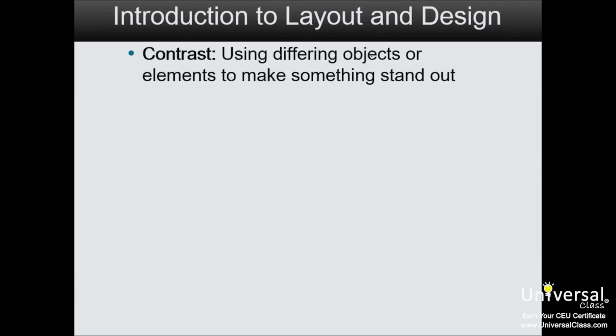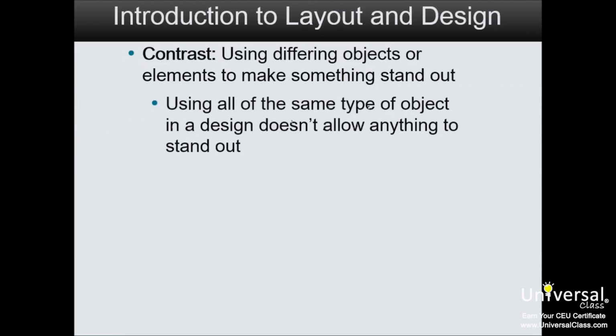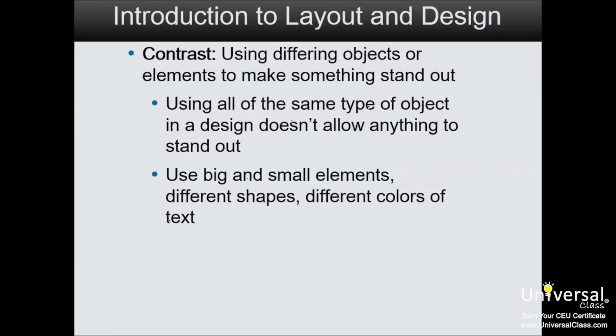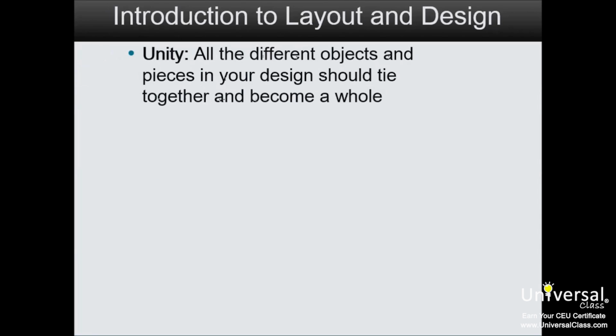Next is contrast, which in terms of design is using different objects or elements to make something stand out. If you put all square shapes in your design, not a single part of your design would stand out. So instead, use big and small elements, different shapes, and even different colors of text to achieve contrast. It makes for a more attractive design. Next, we have unity. All the different objects and pieces in your design should tie together and become a whole.